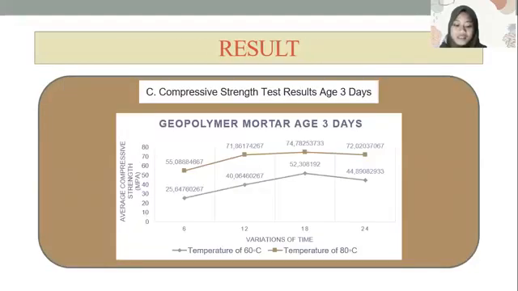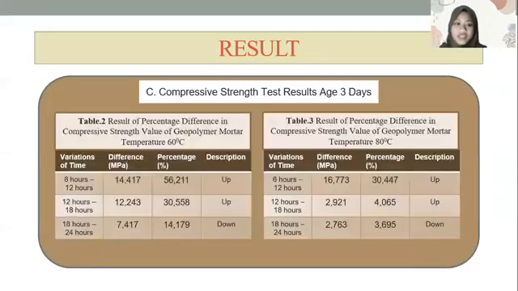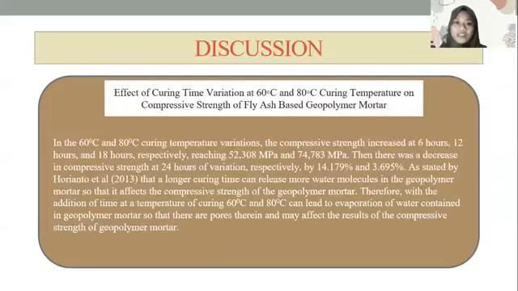This is the result of the compression strength test of geopolymer mortar aged 3 days. This is the result of the percentage difference in compressive strength value of geopolymer mortar at 60 Celsius degree and 80 Celsius degree. This is a discussion about the effect of curing time variation at 60 Celsius degree and 80 Celsius degree curing temperature on compressive strength of fly ash with geopolymer mortar.